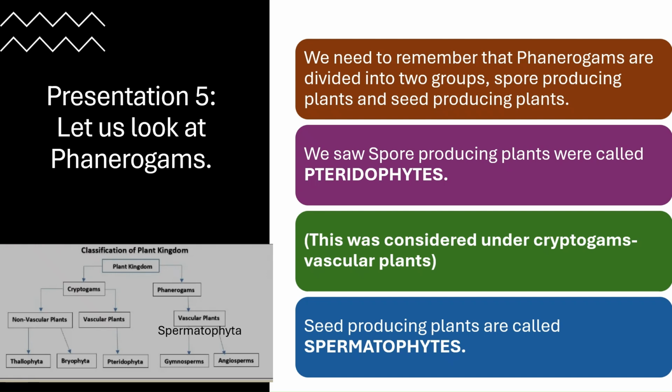Once we have done up to presentation 4, we have to go on to presentation 5. But before that, we have to be sure the children have understood what pteridophytes are, because presentation 5 deals with phanerogams. So let us look at phanerogams now. We need to remember that phanerogams are divided into 2 groups, spore-producing plants and seed-producing plants. We saw sporophyte-producing plants were called pteridophytes. This was considered under cryptogams, vascular plants. Seed-producing plants are called spermatophytes.